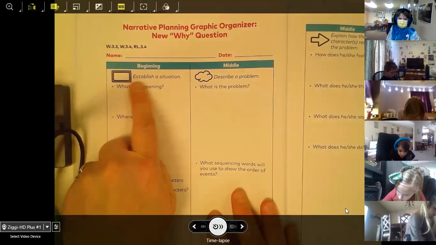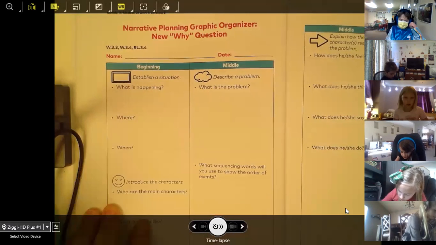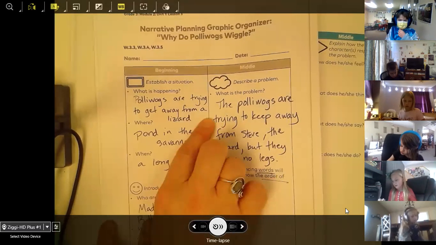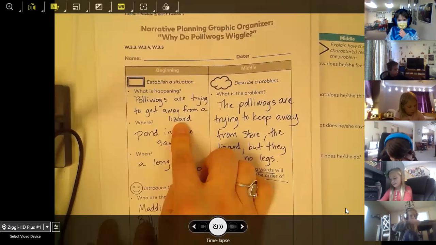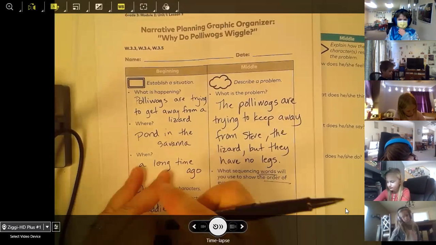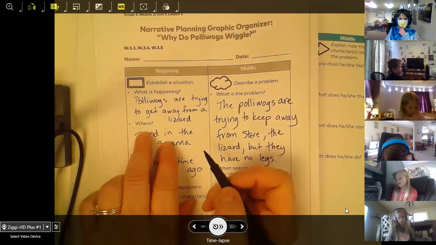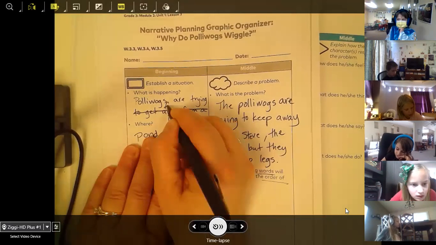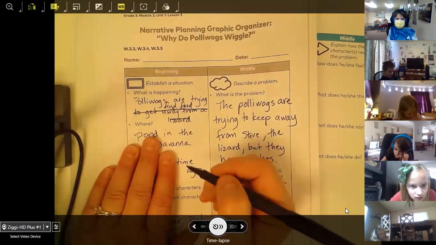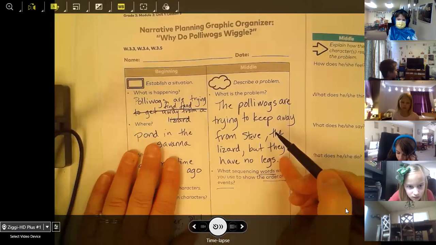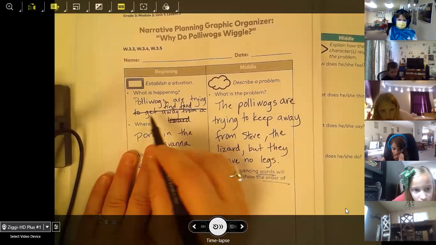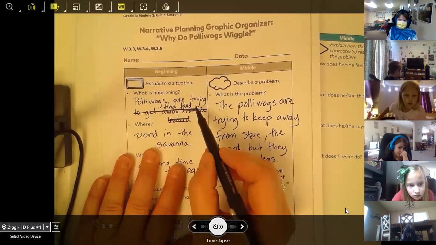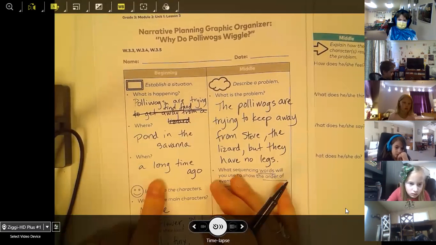I love how you're getting all your things. So here he has what is happening. What is happening is pollywogs are trying to get away from a lizard. But what I wrote here isn't exactly true, is it? To start out our story, what were the pollywogs really trying to do? They were trying to find food, and that's when along came the lizard. If Mrs. Harrison had written in pencil, she could have easily erased that and realized the pollywogs were really trying to find food in the pond at the beginning of the story.